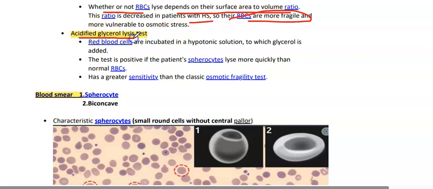Then we have the acidified glycerol test, in which RBCs are incubated in a hypotonic solution to which glycerol is added. The test is positive. The patient's spherocytes lyse more quickly than normal RBCs. It has greater sensitivity than the classic osmotic fragility test.